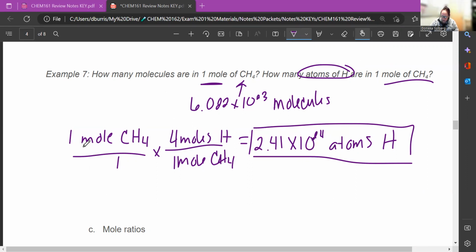What I didn't show there is that I was trying to get atoms, so you just need to multiply by 4. All right, so watch your units. You only use 6.02 times 10 to the 23rd when you are trying to get those tiny numbers.